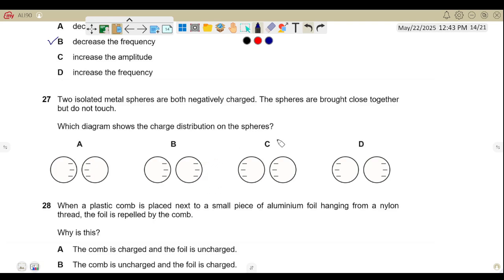We all know that like charges repel and unlike charges attract. So this simple rule leads us to choose D, because both of them are charged with like charges, which are negative charges. That means the distribution of charges would be repelled by each other.